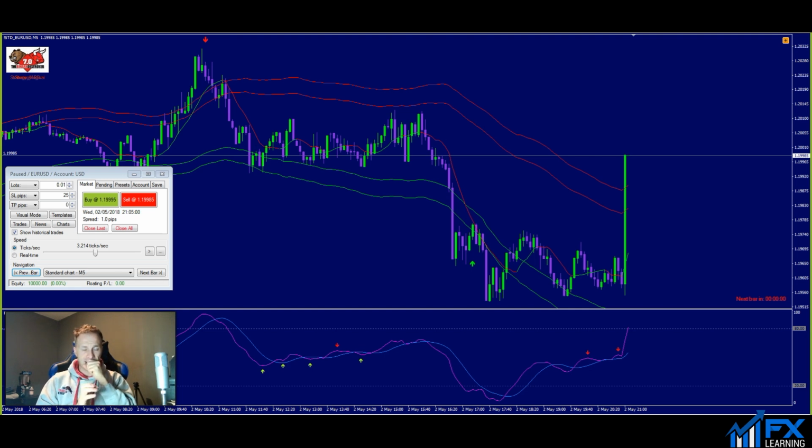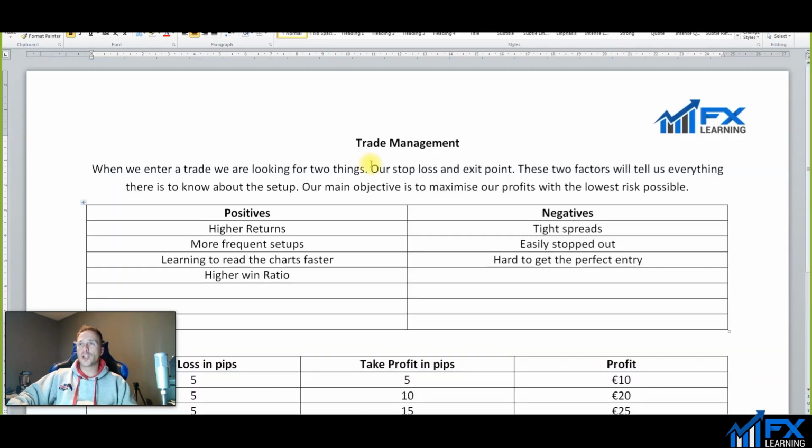We're going to simulate some setups, and I'm going to show you the reasons why you should be doing it, when to enter, where to set your stop losses, and where to set your take profit. Okay, so first of all, we're going to go over to my Word document. I'm going to call it trade management. So when we enter a trade, we are looking for 2 things. So let's say for instance, the binary destroyer is giving me an entry point. I decide I'm going to enter this trade.